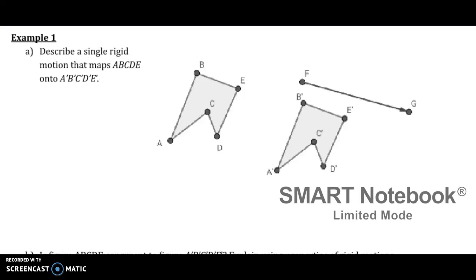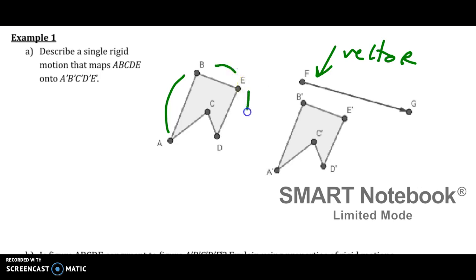Unit 3, Lesson 6. This is example 1 of how to describe a translation off of the coordinate plane. Describe a single rigid motion that maps A, B, C, D, E onto A prime, B prime, C prime, D prime, E prime. We can see here that we are given a vector, so it's easy to identify that a translation has happened. That won't always be the case. You will have to identify that the shift has happened.